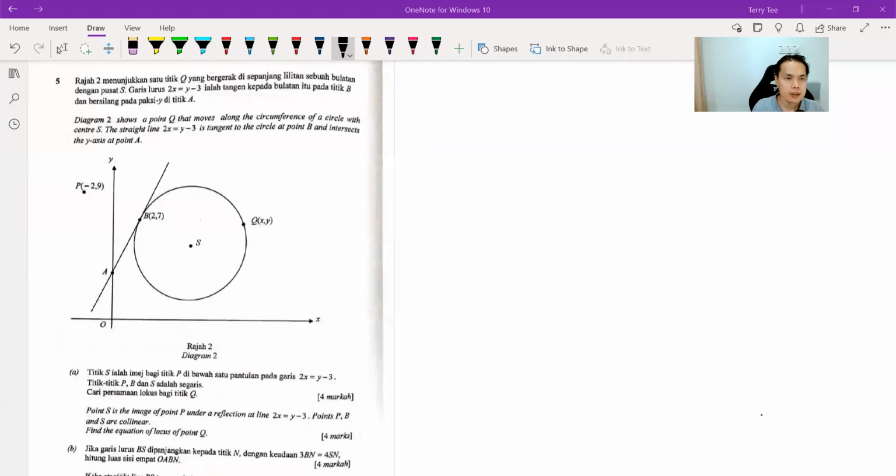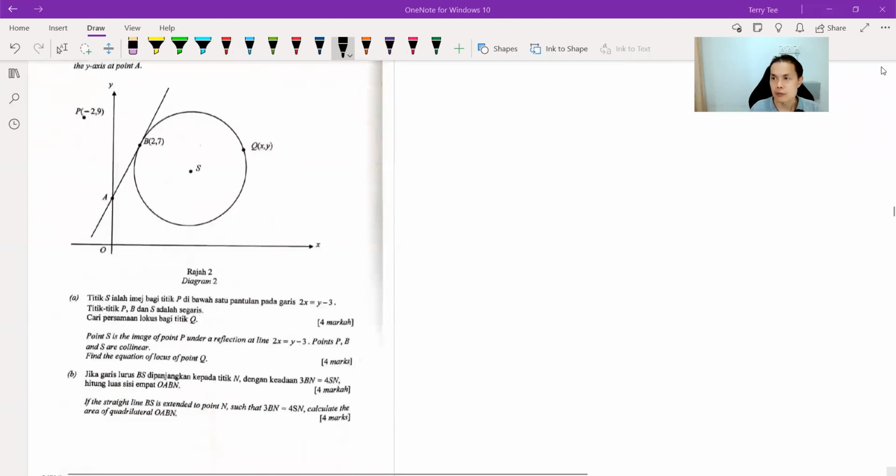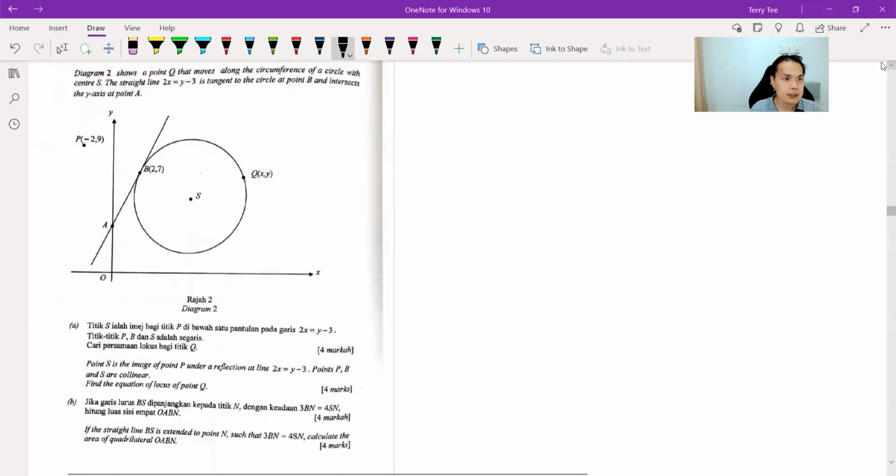All right. Okay, question number 5. This is from the chapter Coordinate Geometry. So the diagram shows a point Q. Maybe I move this up a little bit. I'll show you the English version.